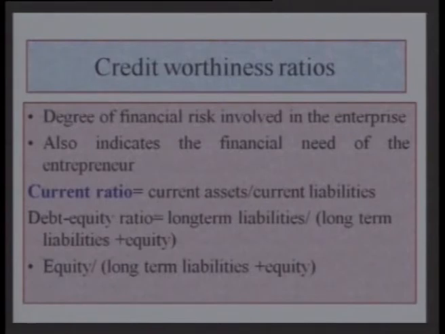Then we can also find out credit worthiness ratios from the three tools which we have. Under this, we have the current ratio, that is the current assets to current liabilities, which is a very important tool to assess the amount of current assets relative to current liabilities. And then there is the debt to equity ratio, that is the long-term liabilities to long-term liabilities plus equity. So these two ratios can be derived, which show the credit worthiness of a firm.